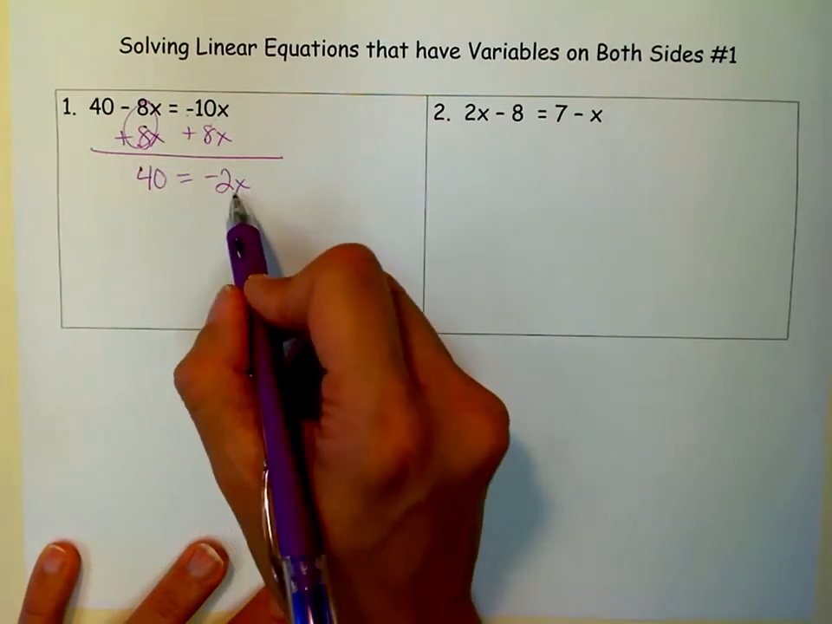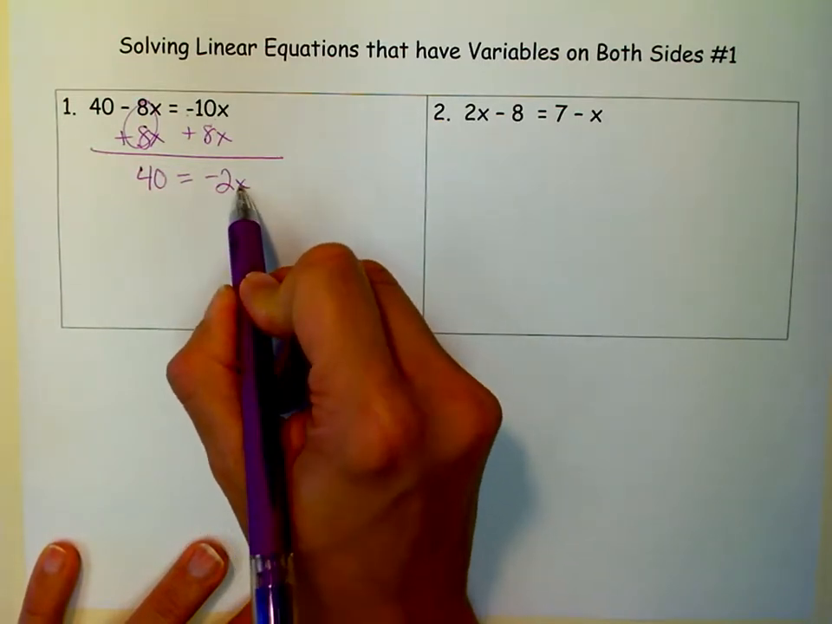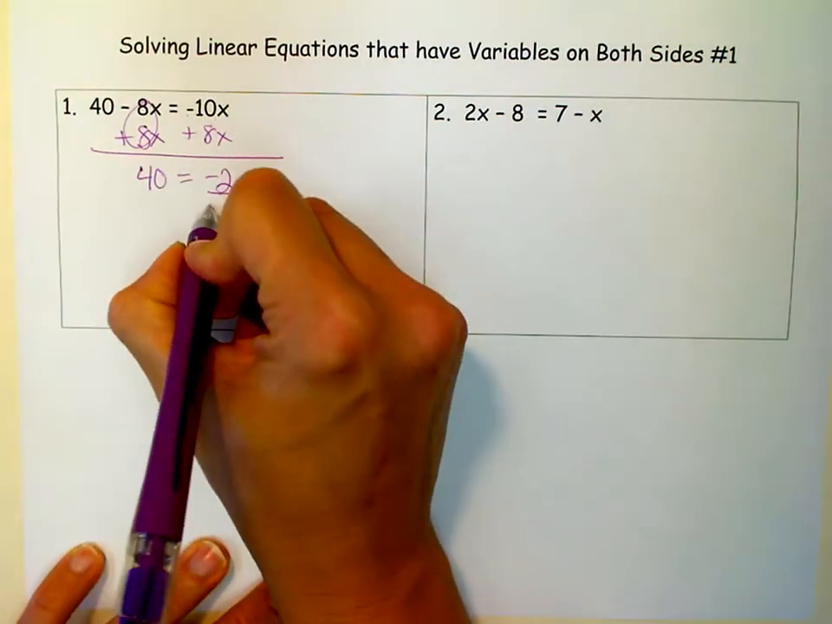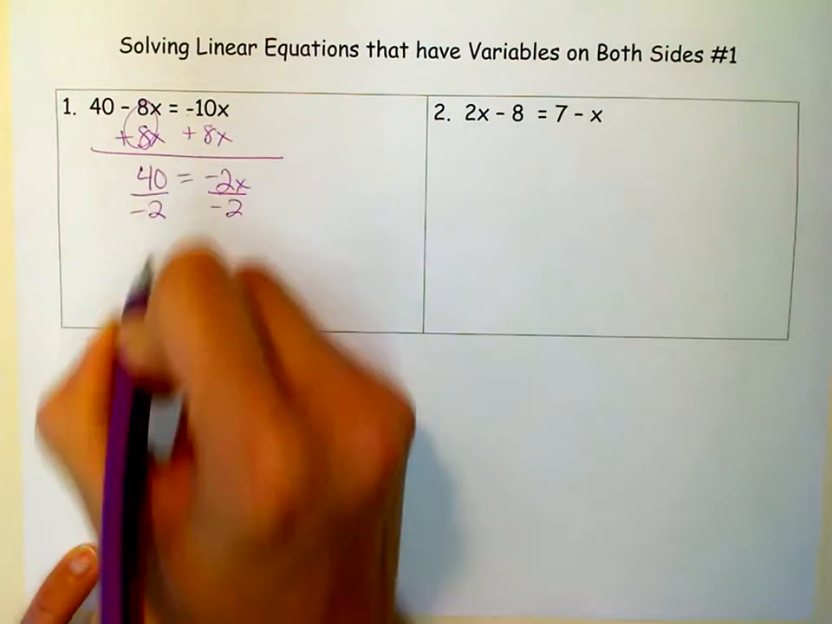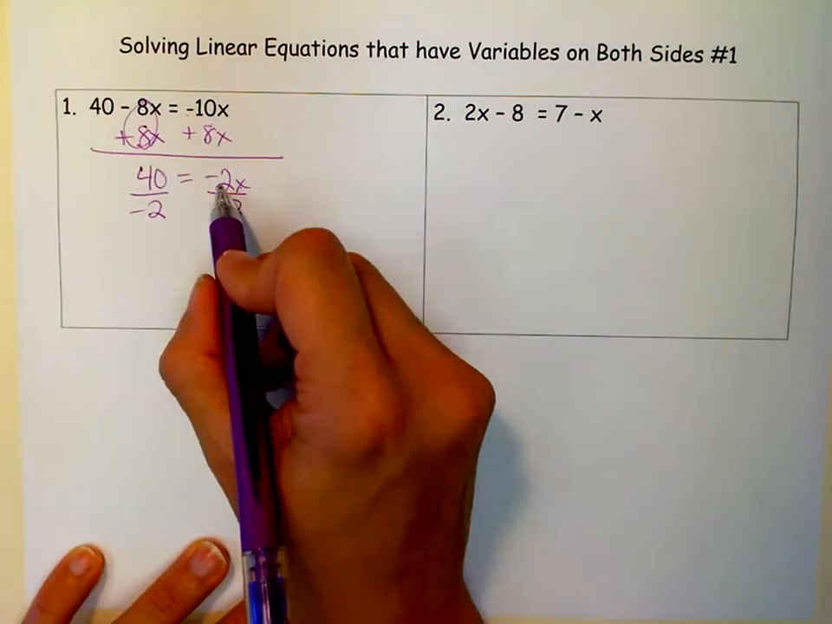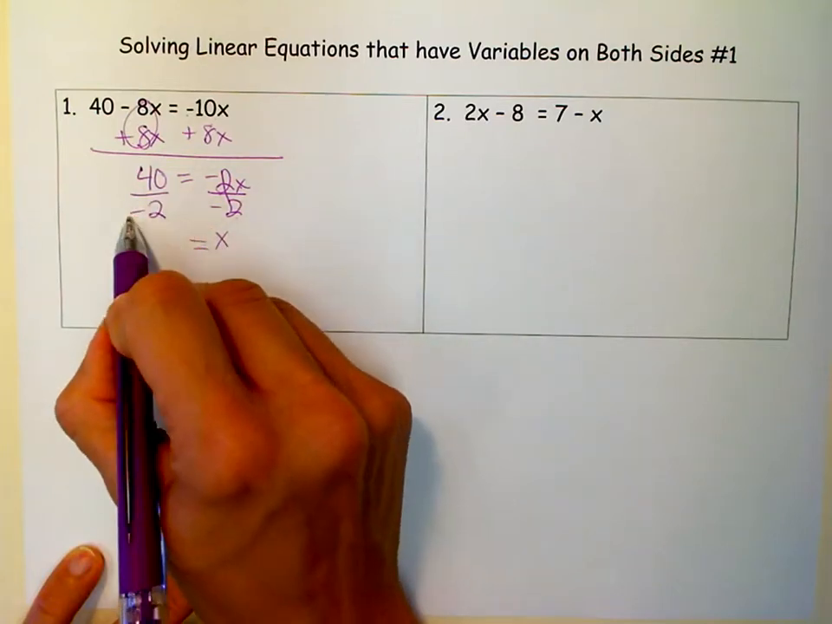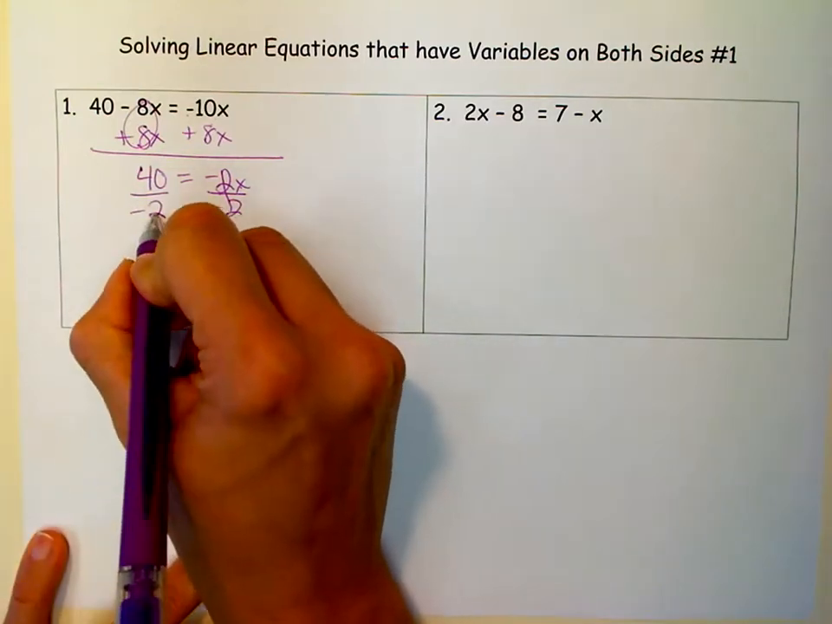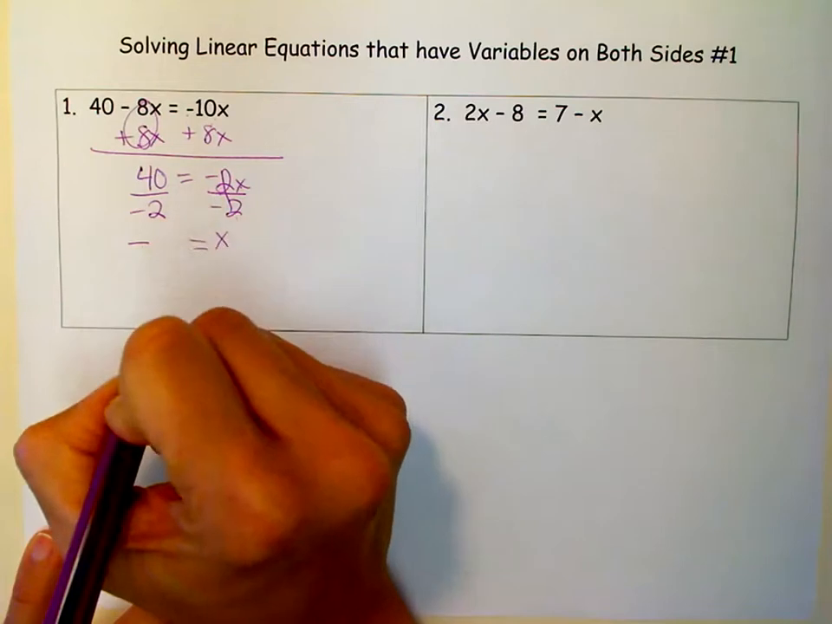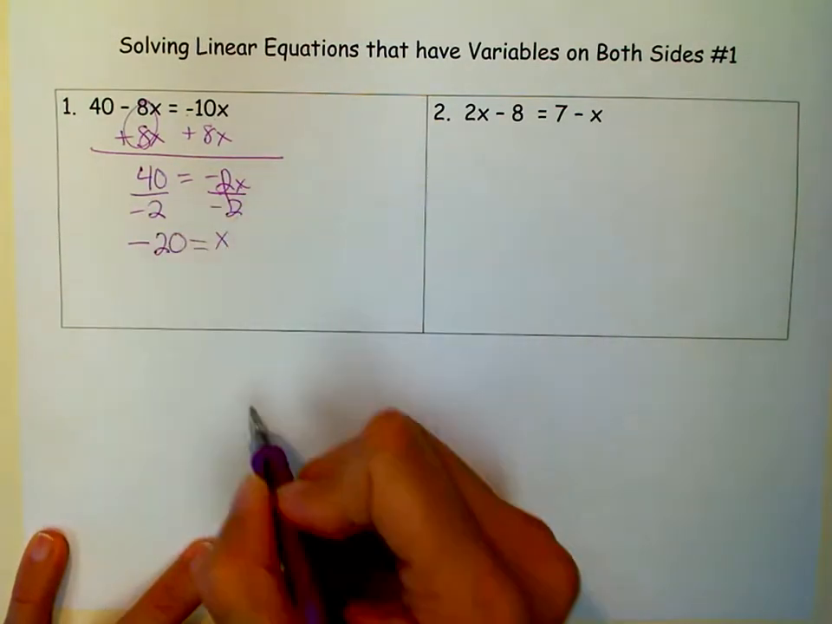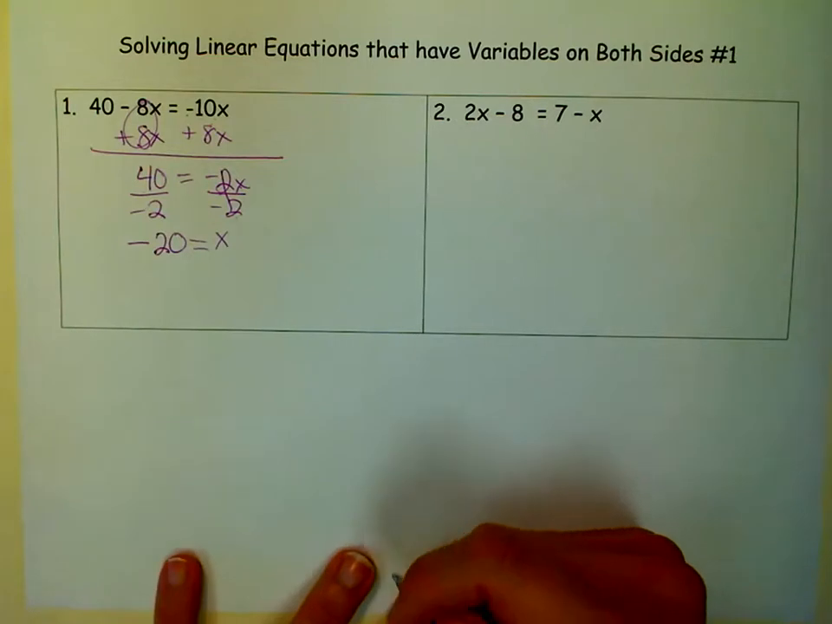Now it's a one-step equation. I'm just going to get my x alone by doing the opposite of multiplying by negative 2, which is dividing by negative 2. Negative 2 divided by negative 2 is 1, and 1x is x, and 40 divided by negative 2 is, well, a positive divided by a negative is a negative, and 2 goes into 4 two times, and it goes into 0 zero times. So it is negative 20.